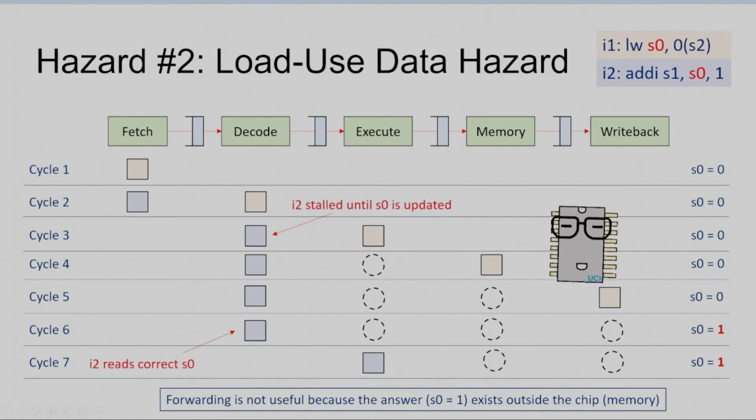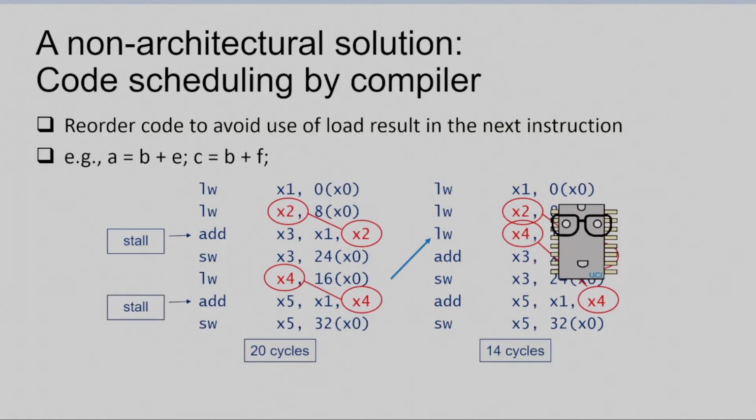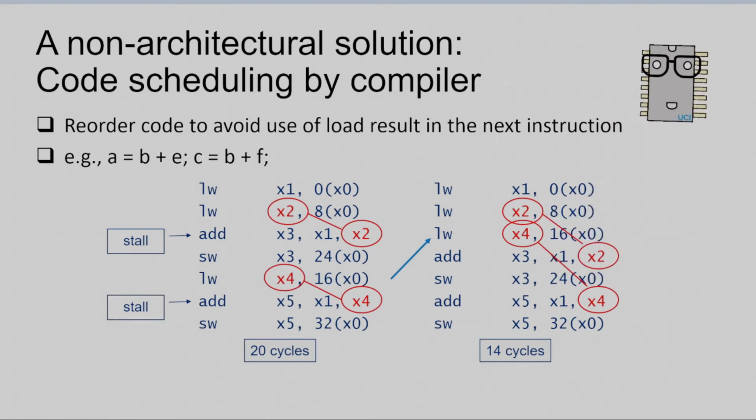Yes. Forwarding is not useful because the answer exists outside of this pipeline. A non-architectural solution is to have the code scheduled in a friendly manner by the compiler.